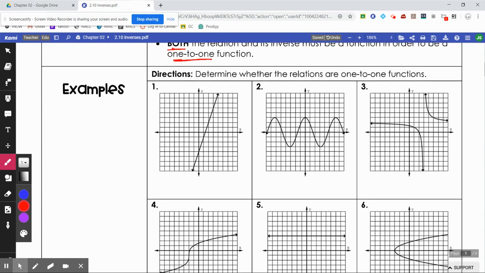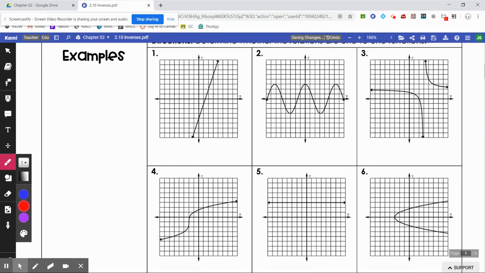Okay, determine whether the relations are one-to-one. Let's test to see, is this a function? There's no points above points, so it is a function. Let's test to see if its inverse would be a function. We don't actually have to find the inverse. We just have to use our horizontal line test to see if there's any points next to points. Since this is a function and its inverse would be a function, yes, this is a one-to-one function.